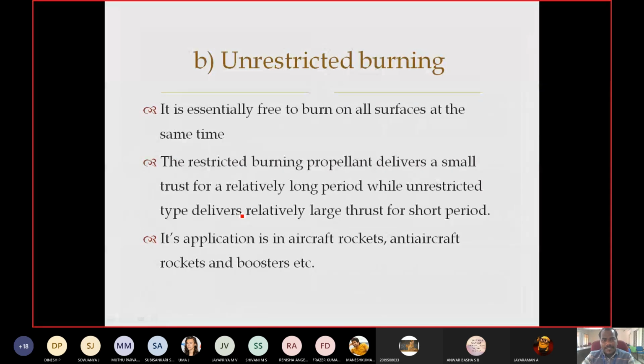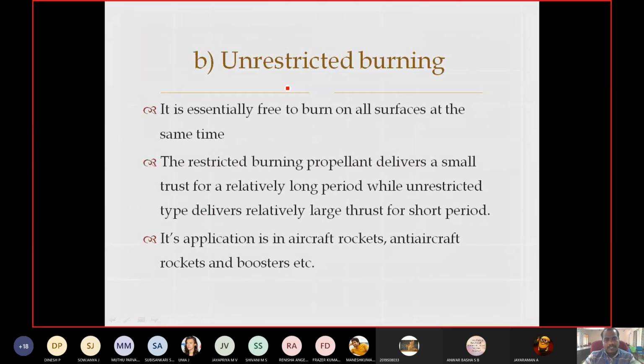Then the second type is unrestricted burning. It is essentially free to burn on all surfaces at the same time. The restricted burning propellant delivers a small thrust for a relatively long period, while the unrestricted type delivers a relatively large thrust for a short period. Vice versa. So we have two types of solid propellants, restricted and unrestricted.